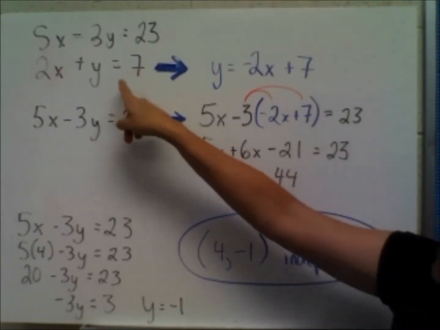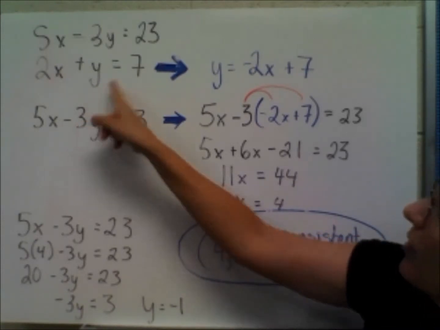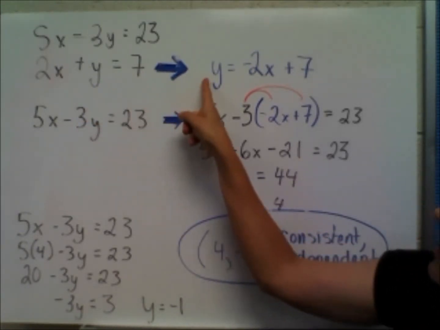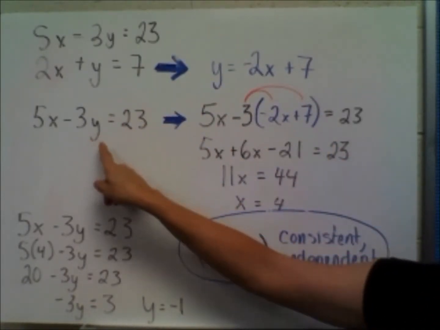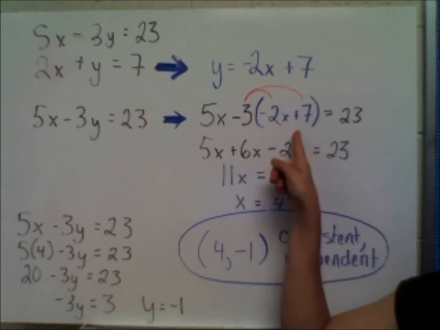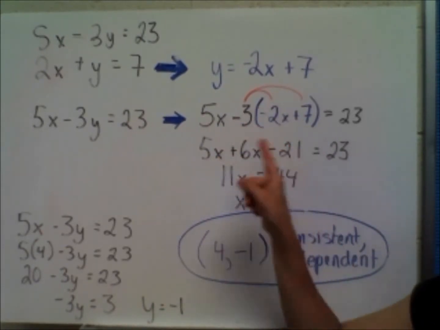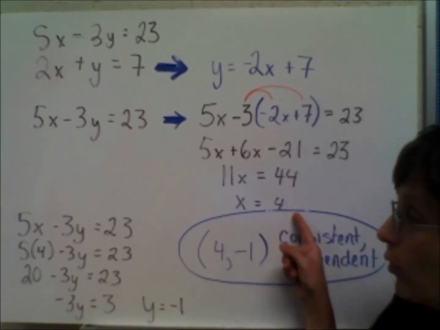If this is my original system, this y is by itself to begin with, so I'm going to solve for y. Then I'm going to take this equation, and instead of writing y, I'm going to plug this answer in. I substitute it. I can distribute, combine like terms, solve for x. I get x equals 4.